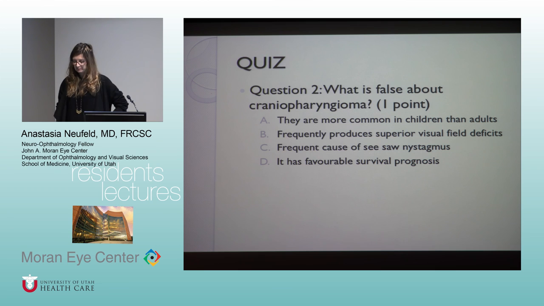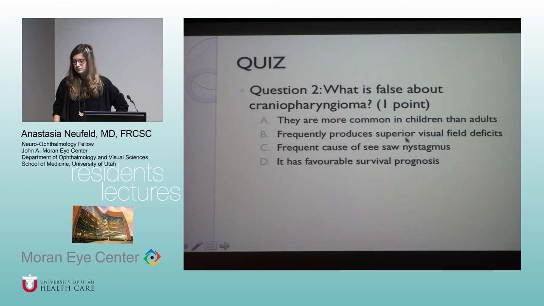B, very good. So it is actually more common in children than it is in adults. You have suprasellar mass, which is probably one of the more common causes of see-saw nystagmus, even though see-saw nystagmus is very rare. And it does have a favorable survival prognosis of about 90% at 10 years or so.